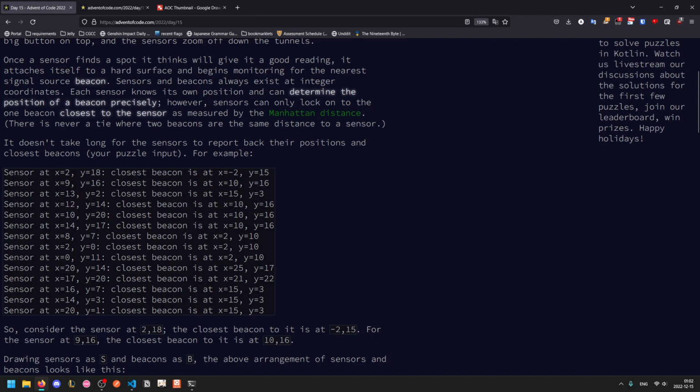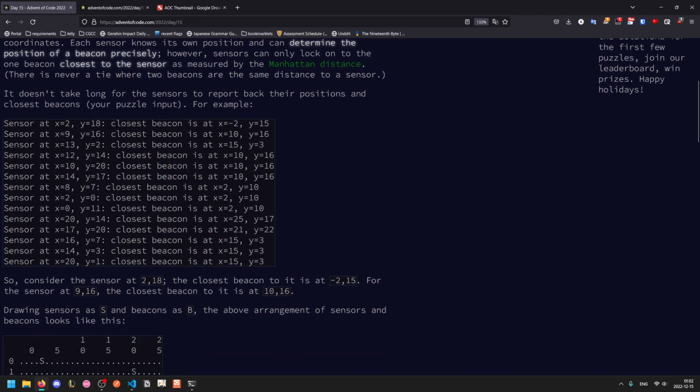And this is measured by Manhattan distance, which is the sum of the distances along each axis. It's called Manhattan distance because the city of Manhattan is organized like a grid. So the shortest path from one intersection to another is just the number of roads between, the number of streets between, and the number of avenues between. Obviously, because you can't drive diagonally through one of these blocks. And you'll never have ties with the beacon's distance to sensors.